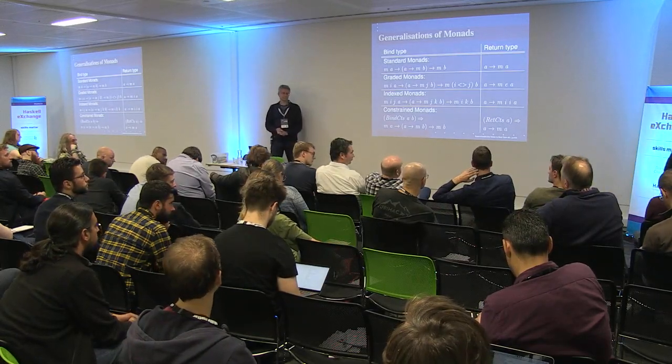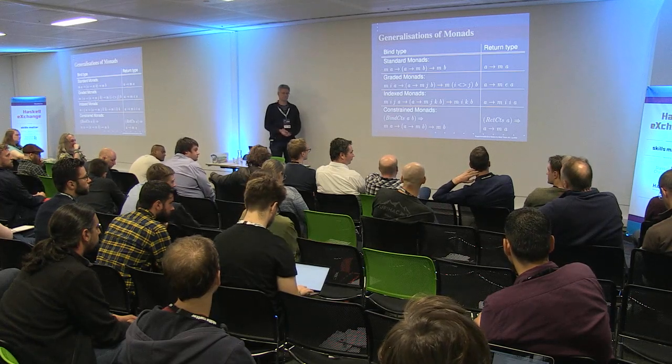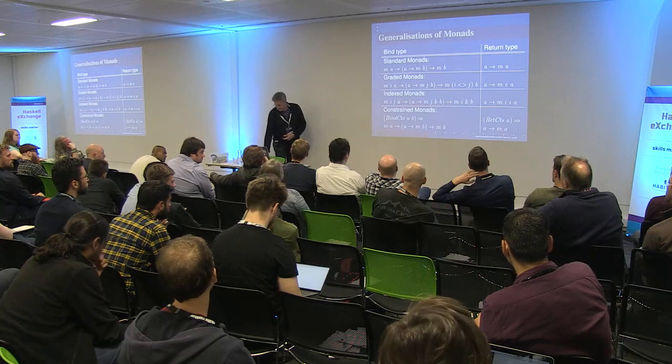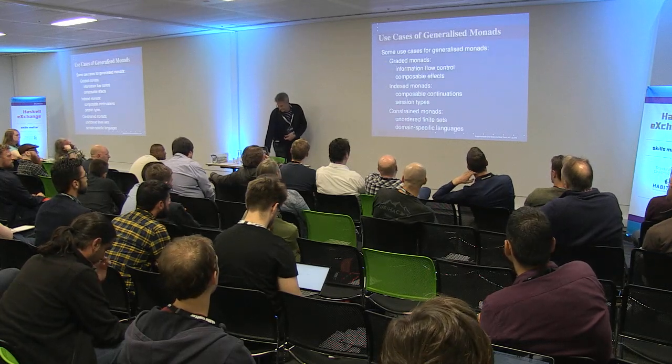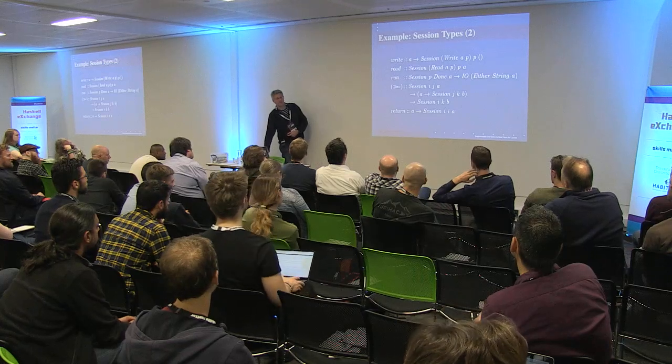So in your associated type family, why was the kind of constraint and not star to constraint, or the defunctionalized version of that? Oh, we should talk to John about this. Okay. Yeah.